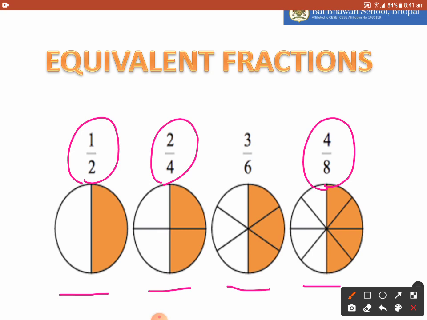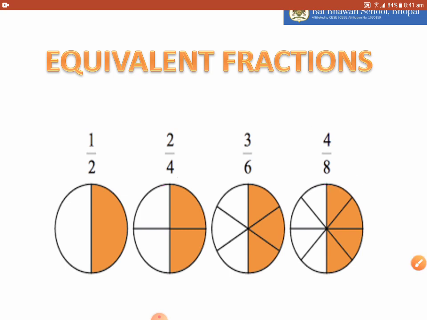That is, half of the circle is shaded in each picture, but children, you can see that in each of them, the fractions have different numerators and denominators. So such fractions which may have different numerators or denominators but represent the same part of a whole are called equivalent fractions. Equivalent means having equal value.